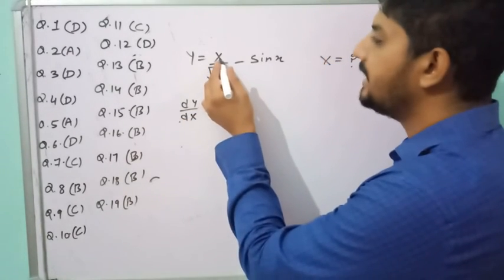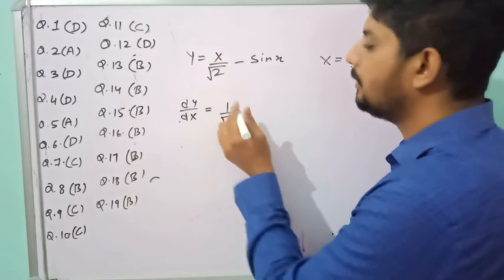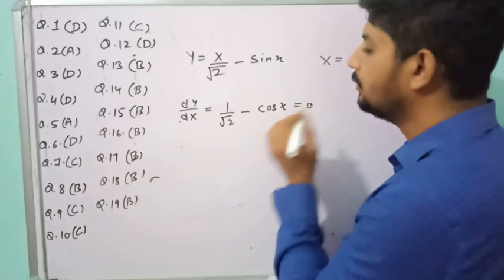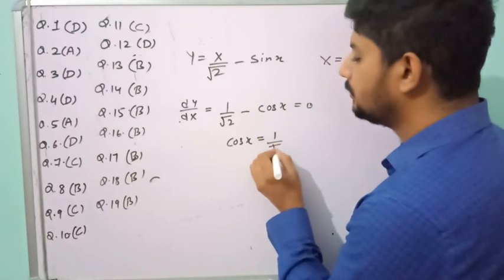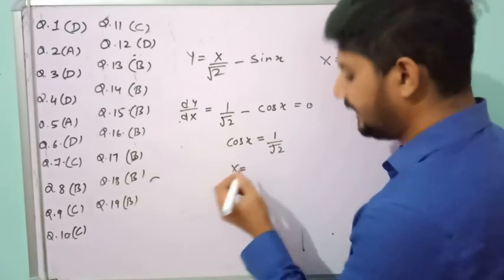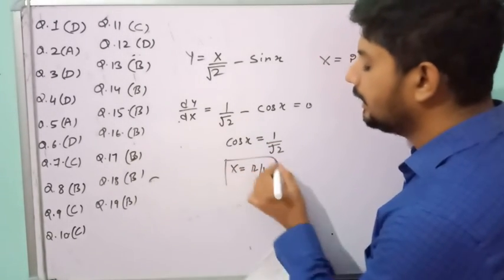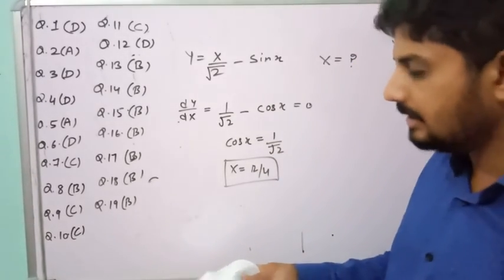So if you differentiate it, 1 by root 2, x by root 2 differentiation is 1 by root 2, sin x differentiation is cos x. This should be equal to 0. So cos x is equal to 1 by root 2, or you can write x must be equal to pi by 4, 45 degree or pi by 4. Okay. So at x is equal to pi by 4, it will give you the minimum value. So your option C is correct.